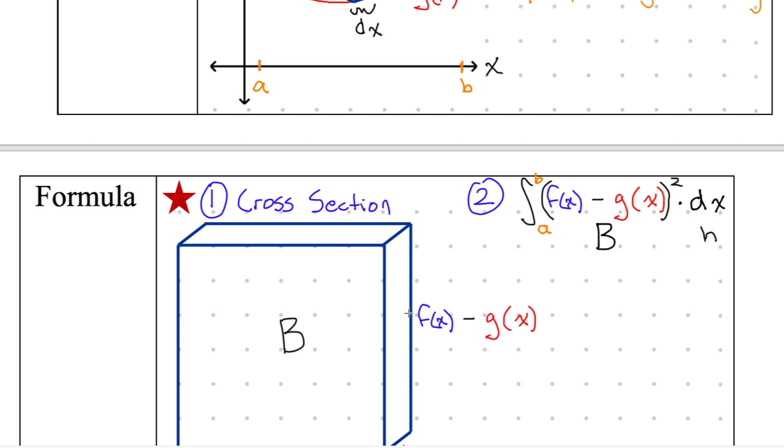All right, we're good? That's all I have for you guys. With that knowledge, you should be able to find any volume with a square cross section now. You have a formula. You have that understanding. Let's go get them.